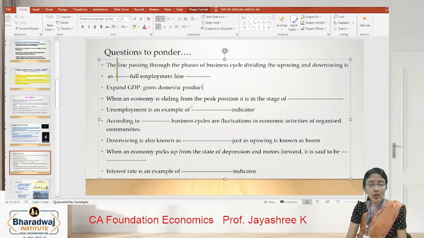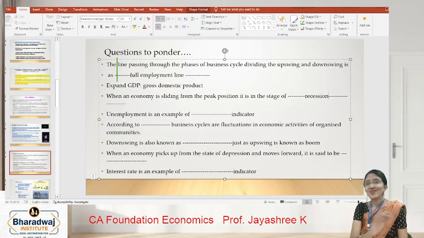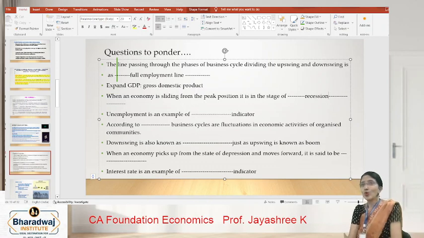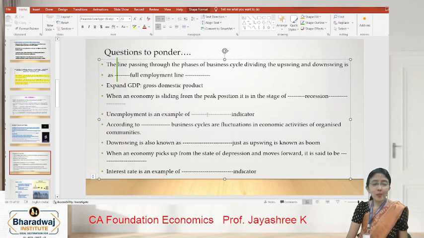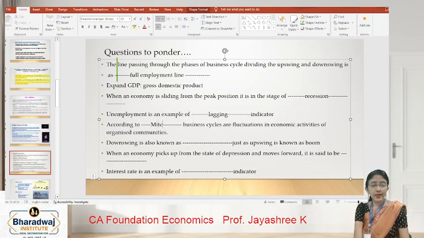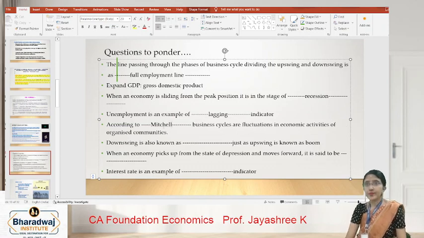When an economy is sliding from the peak position, it is in the stage of recession. Sliding. That is the term. Sliding, coming down. Right? Unemployment is an example of a lagging indicator. According to Mitchell. Very good. Excellent. This is the first definition in your book actually.